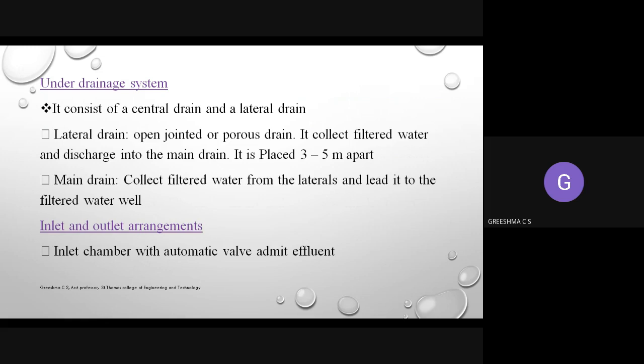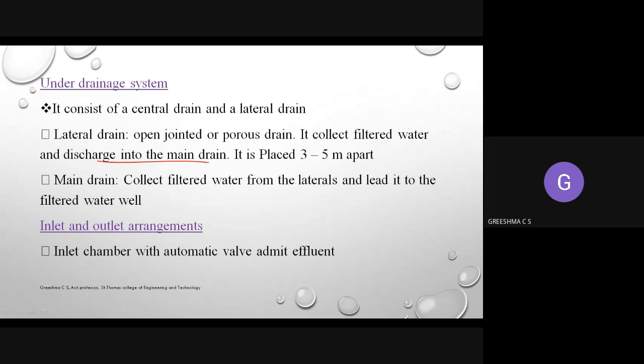A pipe is going there, so that is the lateral drain. It will be collecting the filtered water into the main drain. The lateral drains bring the filtered water to the main drain, and the main drain takes the filtered water and leads it to the supply chamber or the water well.